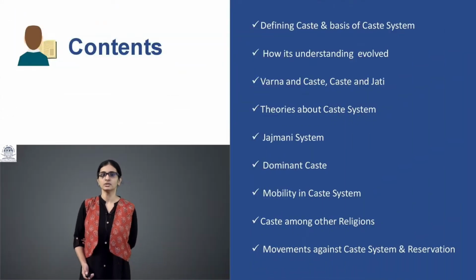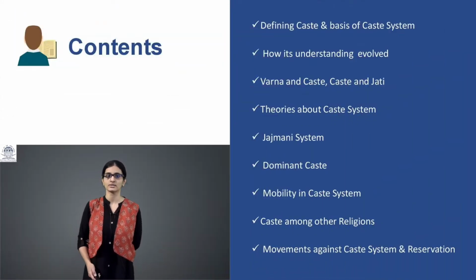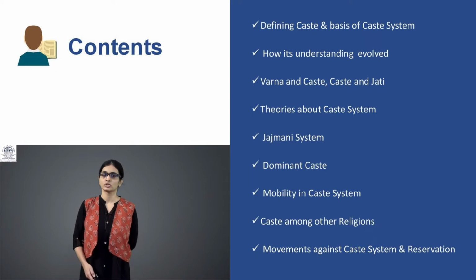The aim of lesson 1, the present lesson, is to outline the basis of caste system, to clarify the relationship between Varna and caste, caste and jati, also to introduce the concepts of Jajmani system, the dominant caste, Sanskritization and mobility within the caste system, and lastly talk about positive discrimination and caste-based reservation.